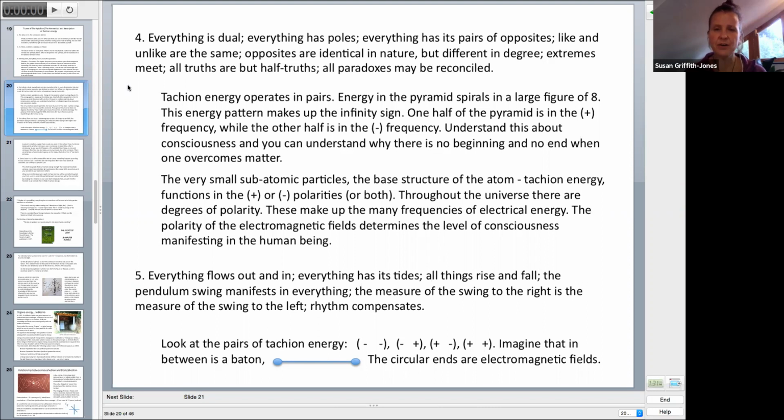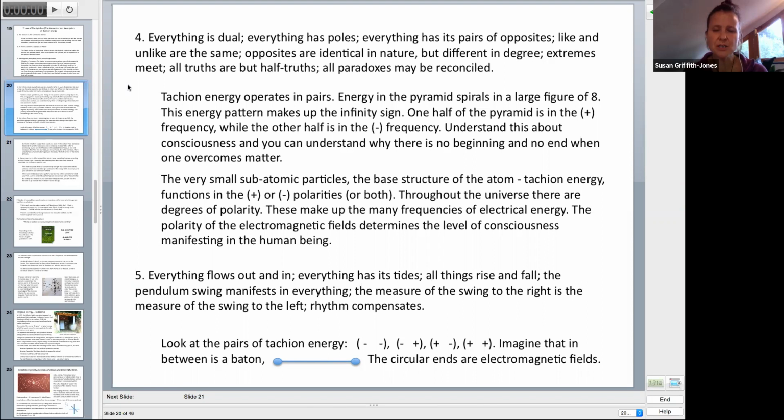And I've heard Dr. Karim describing this in different discussions in his biogeometry talks. Tachyon energy operates in pairs. Energy in the pyramid spirals in a large figure of 8. This energy pattern makes up the infinity sign. One half of the pyramid is in the positive frequency, while the other half is in the negative frequency. Understand this about consciousness, and you can understand why there is no beginning and no end when one overcomes matter.